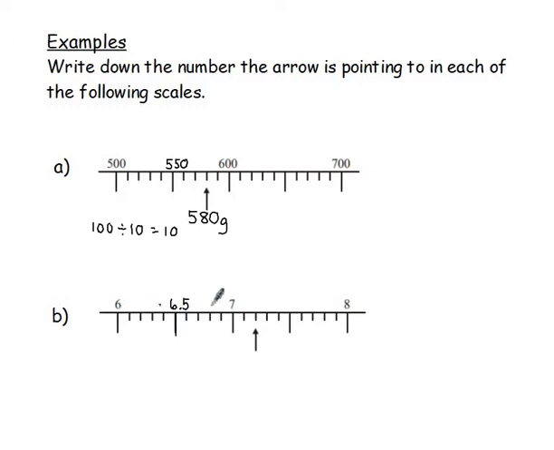So for every 1, we've got 10 little parts. So 1 divided by 10. If we think of our place value chart, going from our units to the right, we go down to our tenths. It gives us 0.1. So we're going up in 0.1s. So for our 7 here, we have 7.1, 7.2 for the arrow.